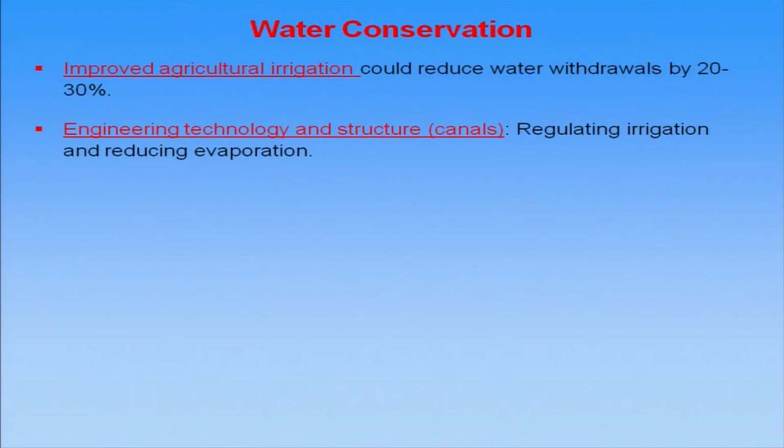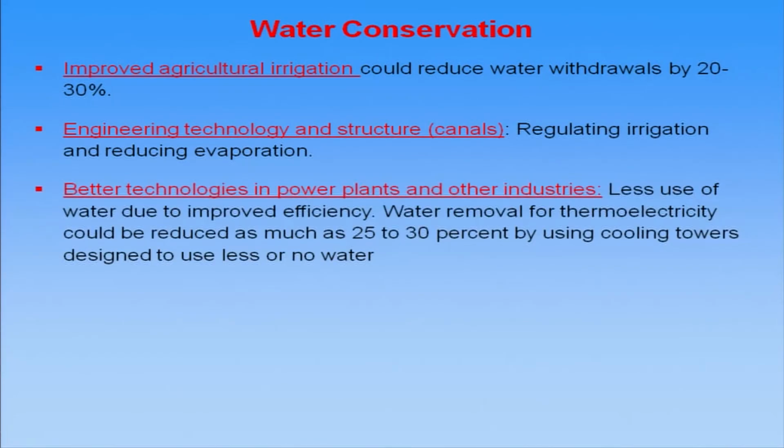Then comes the engineering, technology and structure, that is the canals, which connect the rivers and siphon the water to different areas for irrigation purposes. So, regulating irrigation and reducing evaporation, because while transferring water from river to canal through canals to different areas, you will have a lot of evaporation also.